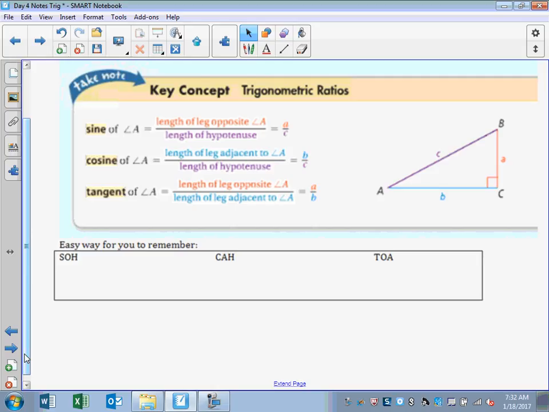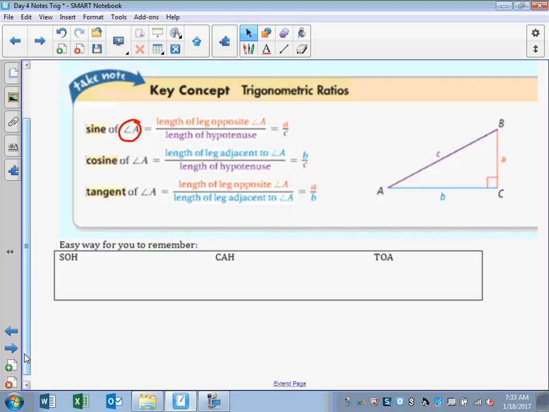Okay, so now we're coming back to what I introduced in the beginning, SOHCAHTOA. You can see from the diagram here, sine of angle A. That means we're focusing on angle A. Because if you remember, when we talked about opposite and adjacent sides, it changed depending on what angle we were talking about. So if we're talking about angle A, sine is the length of the leg opposite angle A, over, so we're going to have a fraction, the length of the hypotenuse, which is C. So our fraction is going to be side A over side C.